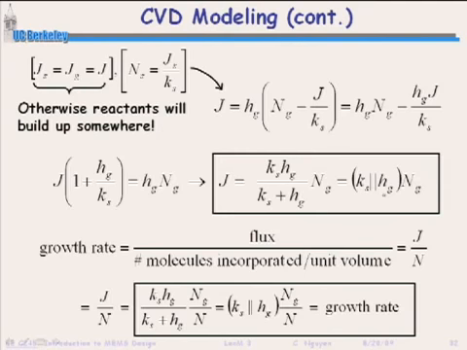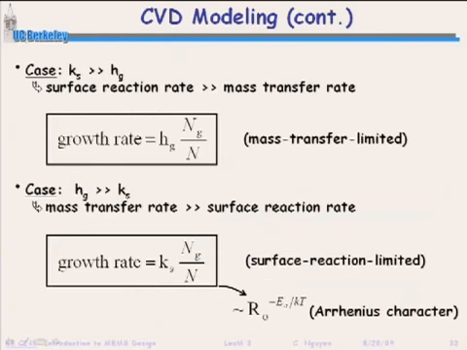And so we can look at this and we can sort of define different regimes of growth rates. Right? So we have a case where K sub S is much greater than HG. That means the reaction rate constant is very large. The reaction at the surface is going to take place very fast. So surface reaction rate much larger than mass transfer rate. So naturally, HG is what decides the growth rate. The smaller of the two decides the growth rate. And we just call this the mass transfer limited growth. Because this is now limited not by how fast it reacts to the surface, but how fast it takes for the gas reactants to get from the gas stream to the surface.